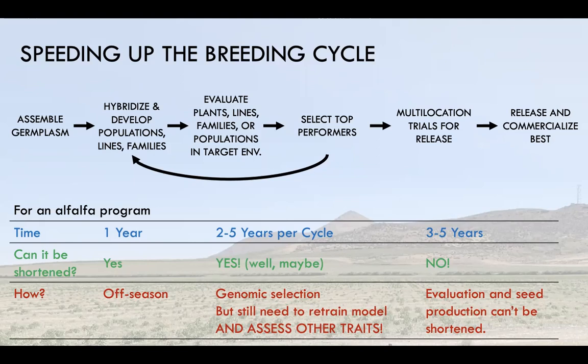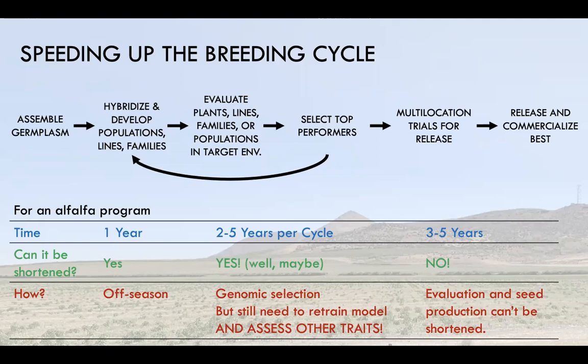But we still need to assess other traits. And so it's not really a situation where we can go around and make a couple cycles of yield-based selection based on genomic prediction and forget about other things like long-term persistence or other characteristics of importance. So there's definitely room in there to rejigger the breeding program and cut time off of the overall process. And that's pretty exciting, actually, because up until now, we really haven't had that opportunity.